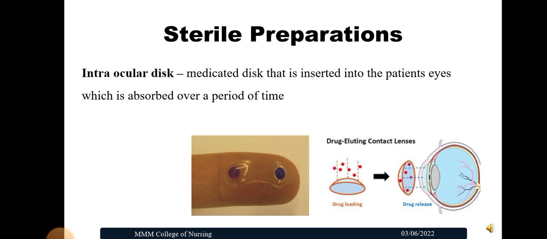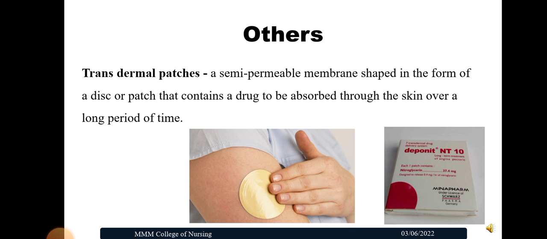Intraocular disc. A medicated disc that is inserted into the patient's eye, which is absorbed over a period of time. Transdermal patches. These are a semi-permeable membrane shaped in the form of a disc or patch that contains a drug to be absorbed through the skin over a long period of time.